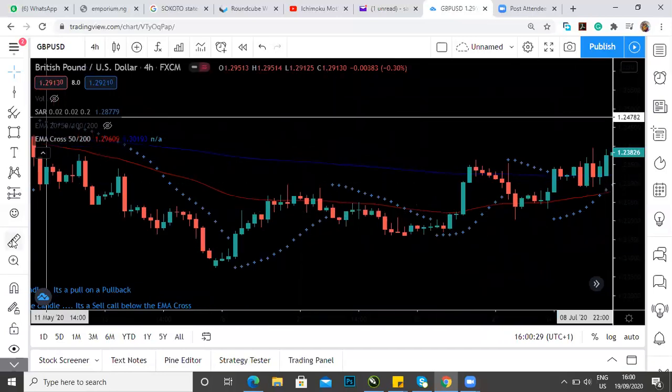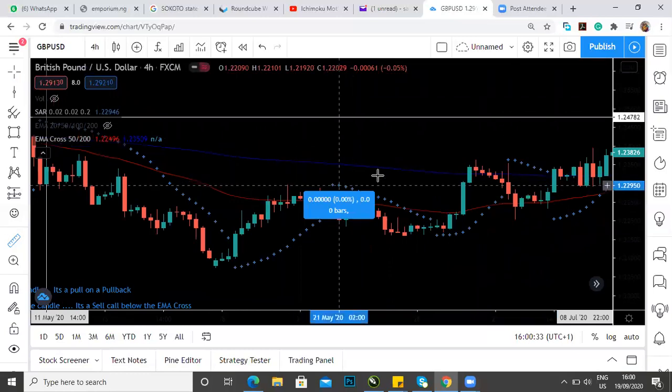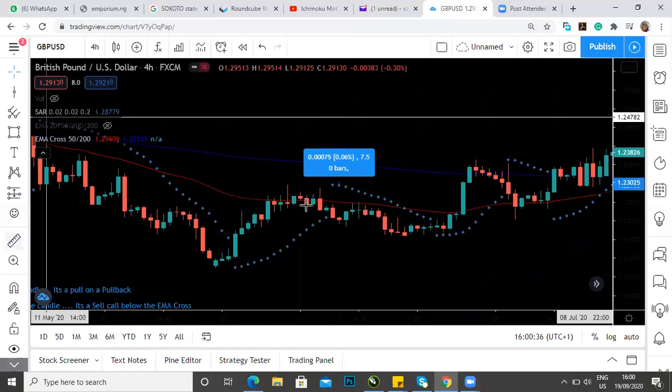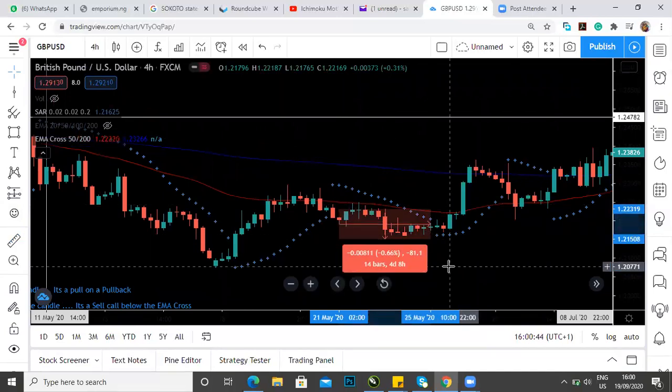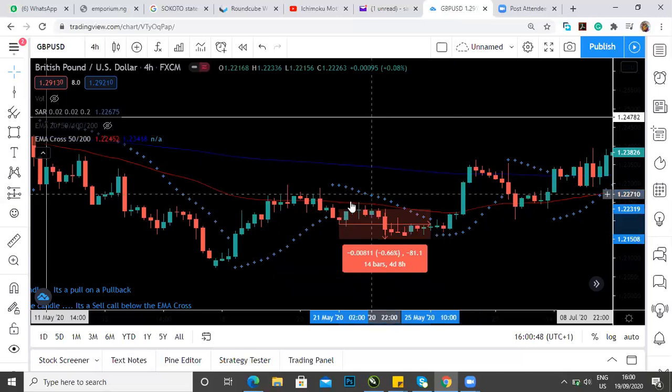Another better entry comes in. You allow the first candle to close, you join the second candle. And right, that's another 80 pips. It's a lot of movement here.